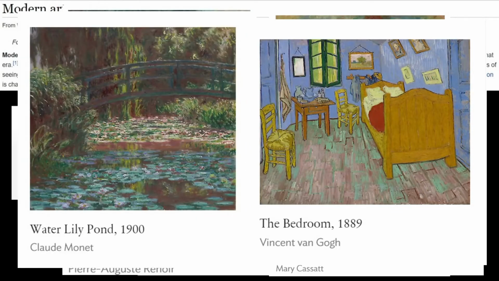Look at the detail on the floor and the flowers, the water lilies in the pond. It's not exactly the most detailed, but you can see that it does give you the impression of both.